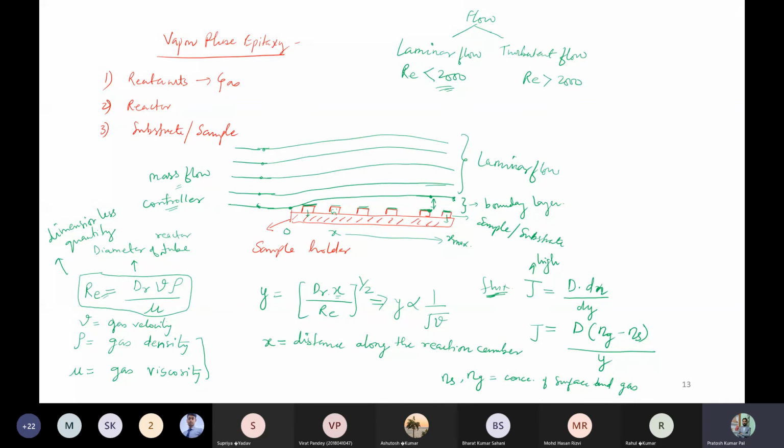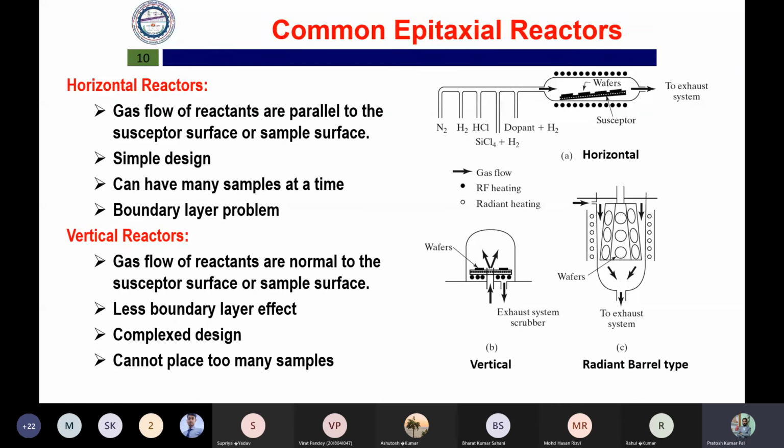Now we will see the different types of reactors used for vapor phase epitaxy. There are three different types of reactors: one is horizontal, another is vertical, and another is the radiant barrel type. Basically the reactors are divided into two types, horizontal and vertical. In the horizontal reactor, the gas flow of the reactants is parallel to the susceptor surface.